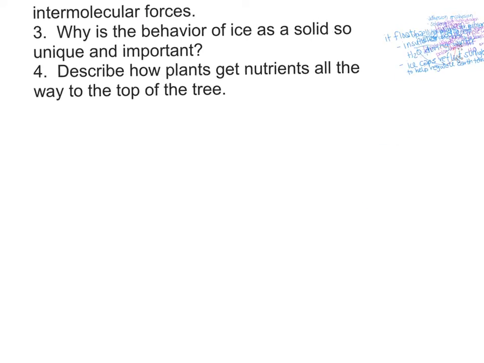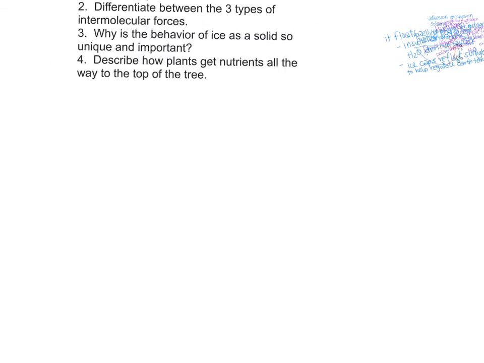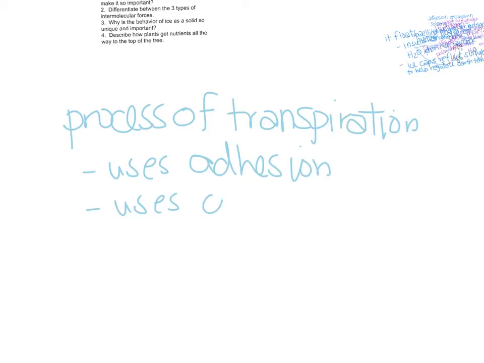Describe how plants get nutrients all the way to the top. So the roots... That's the word, but that's not describing it. Using the force of cohesion and adhesion, water is able to climb up the roots of the tree as well as propel itself through its own attractions to itself to get to the top of the tree and spread through it. So it's the process of transpiration. It uses both adhesion and cohesion.